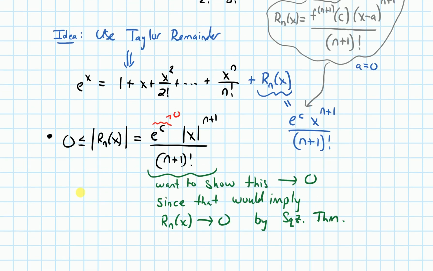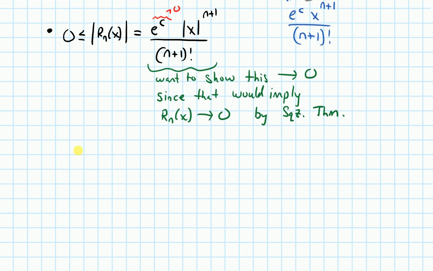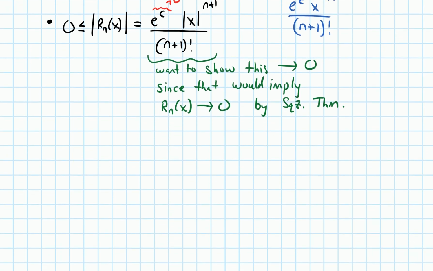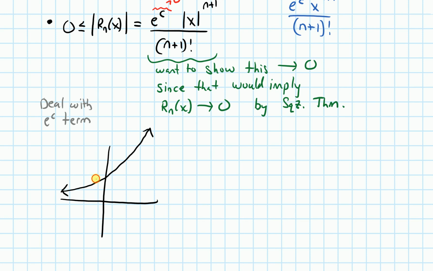Okay, so how do we show this? What I'm going to do now is consider two cases. I need to deal with that e to the c term and figure out how we'll handle that when we take this limit. So I'm going to draw a picture of the graph of e to the x. The graph of e to the x looks something like this. And the y-intercept is 0, 1.